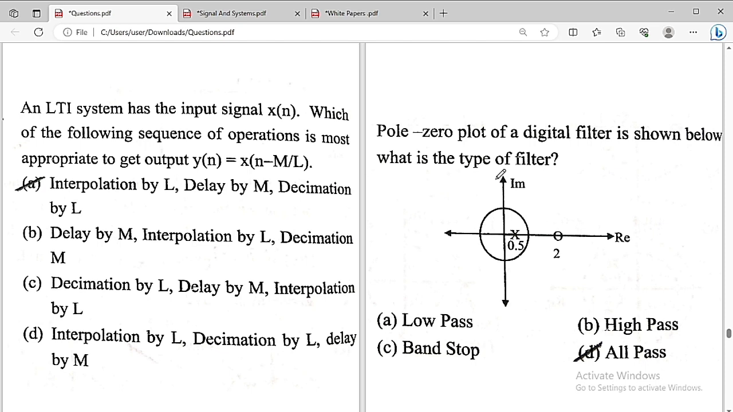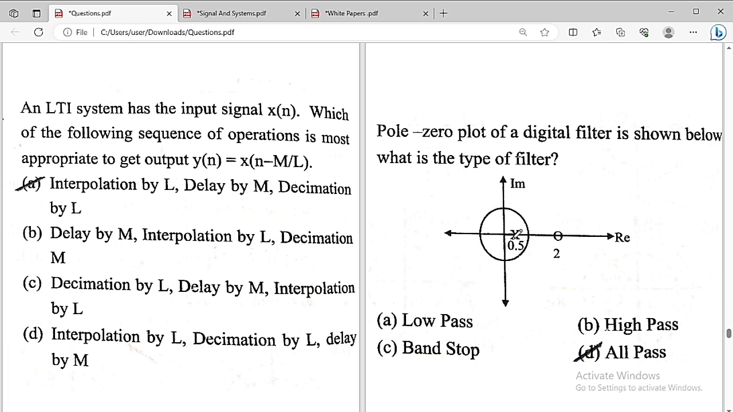So basically this is the z plane. This is the real part of z and this is the imaginary part of z. In the z plane, they have shown the zero at 2 and the pole at 0.5.